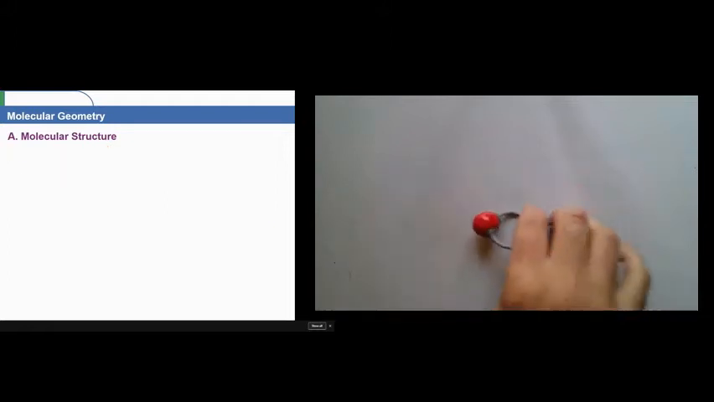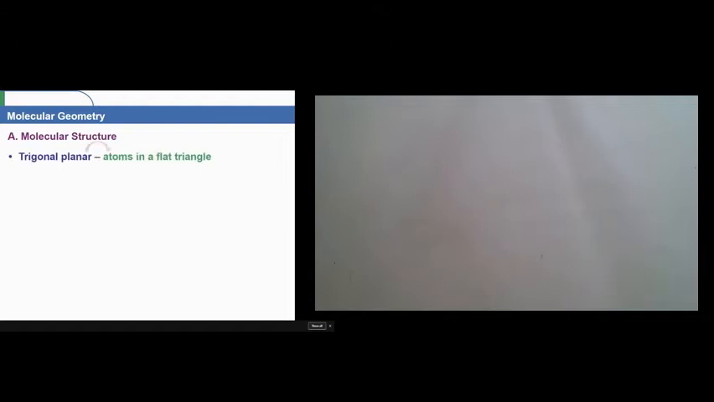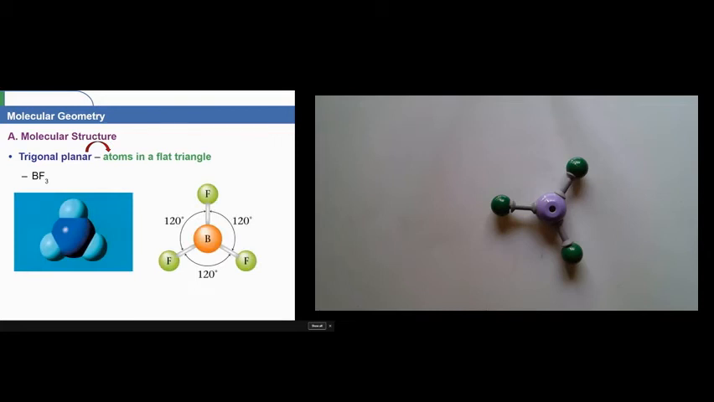The third common structure is that of what is known as trigonal planar. Now, it's trigonal because it forms basically a triangle. But it's also planar because it's all in one plane. The atoms are all in the same plane as the central atom. So it is a trigonal planar, like this example of BF3. Here the angles are 120 degrees.